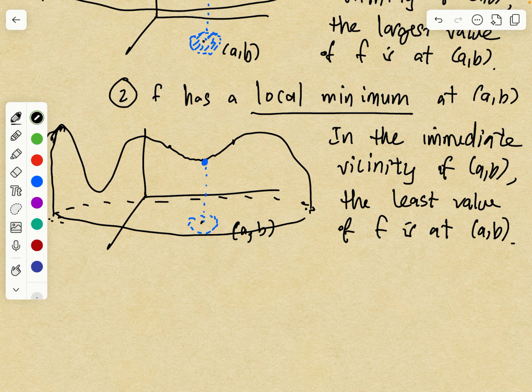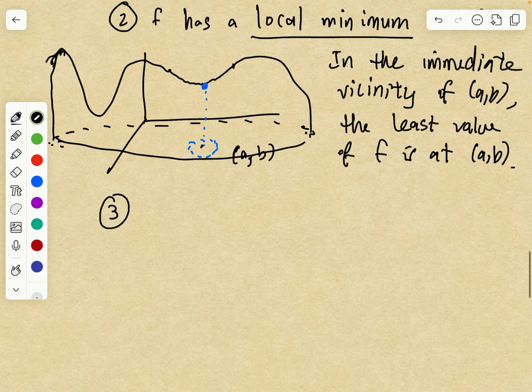However, there's one more possibility, which is that you can have something called a saddle point. So this is option 3. Well, I'm going to say option 4. Option 4 is that it's neither 1, 2, or 3, but you could have a saddle point. f has a saddle point.